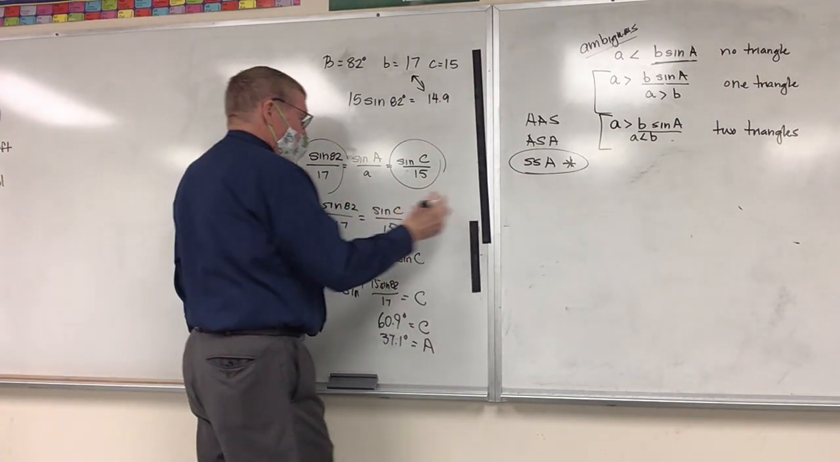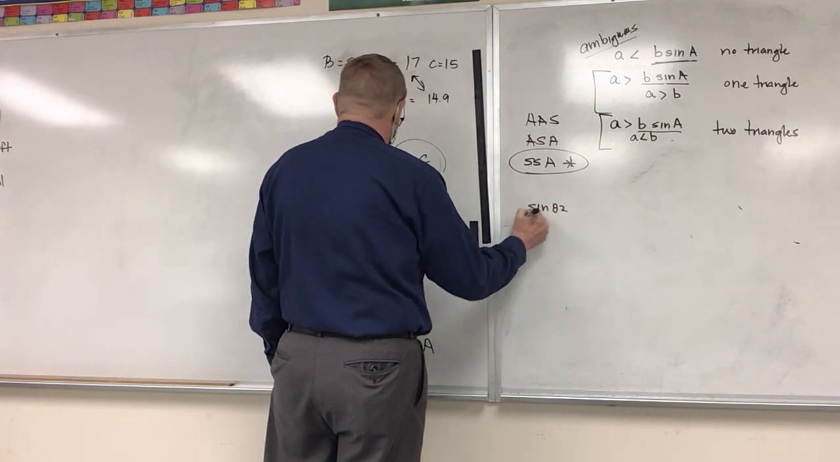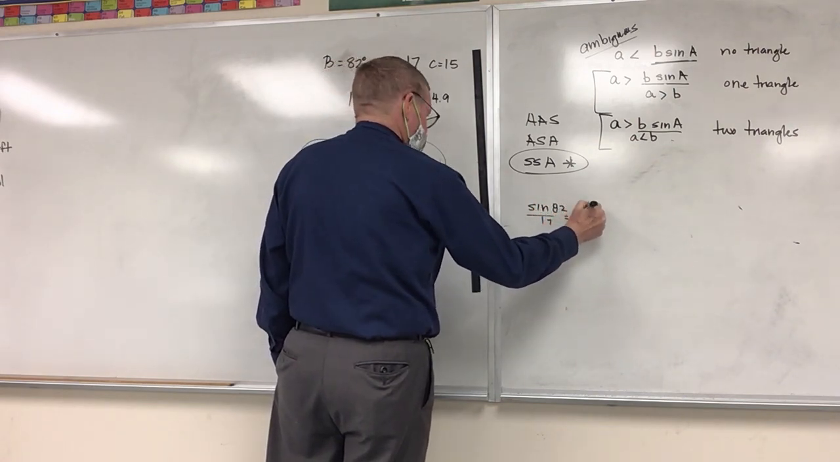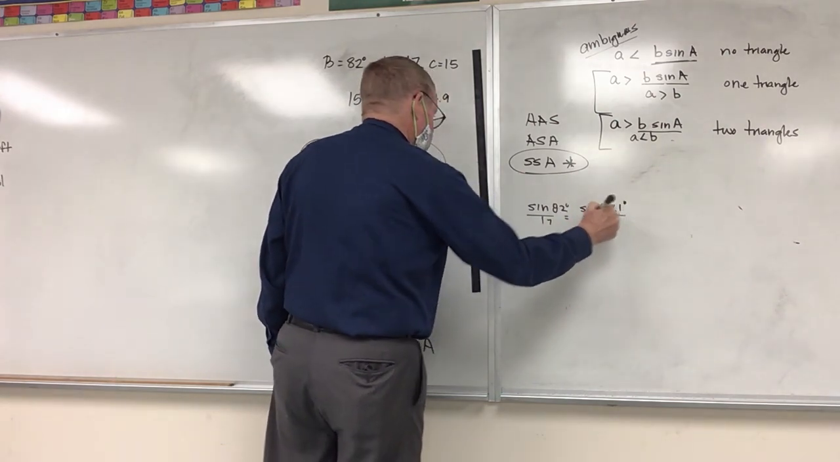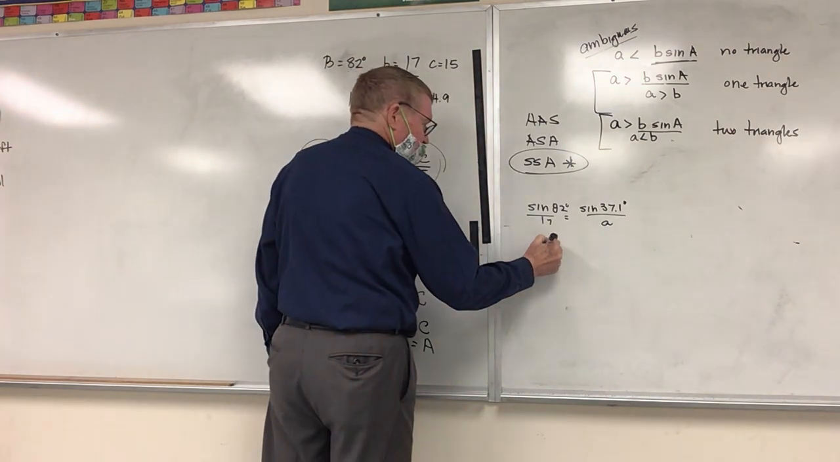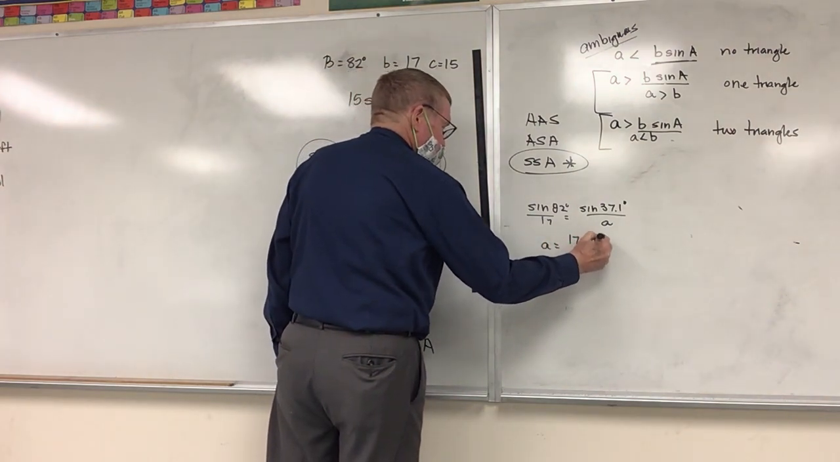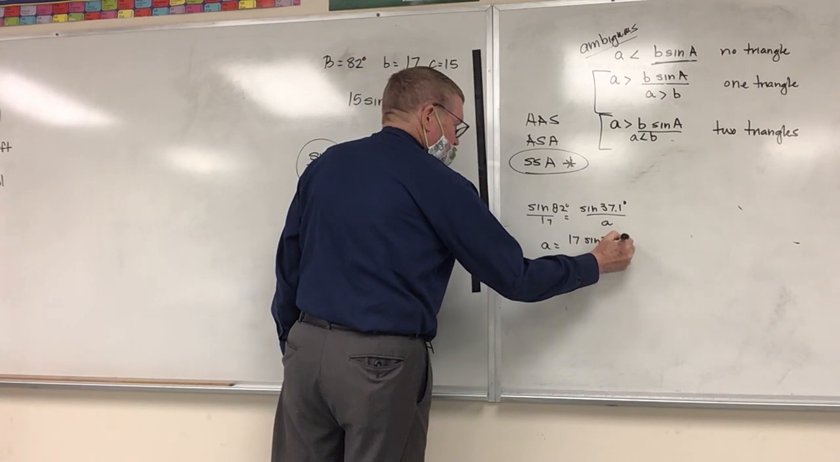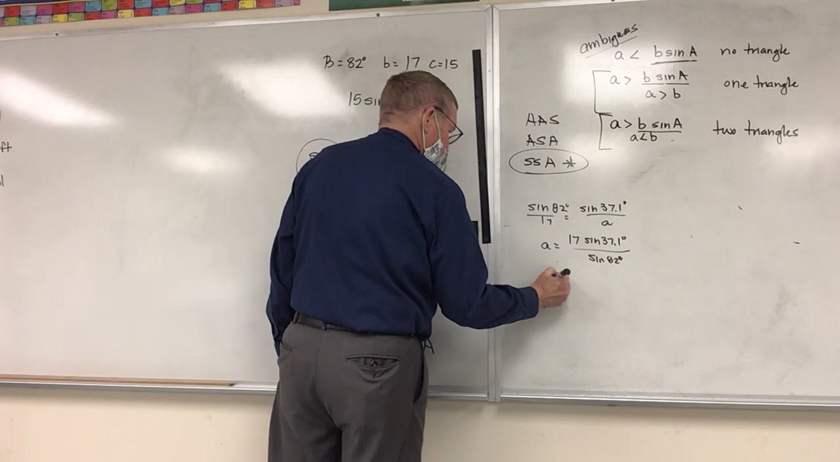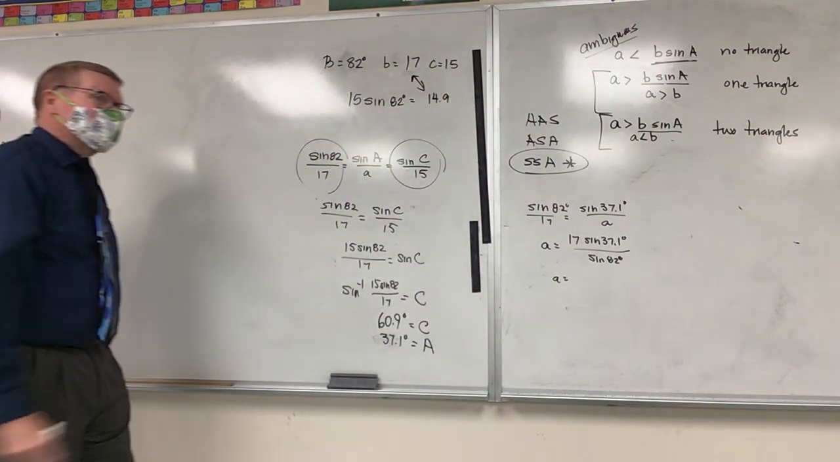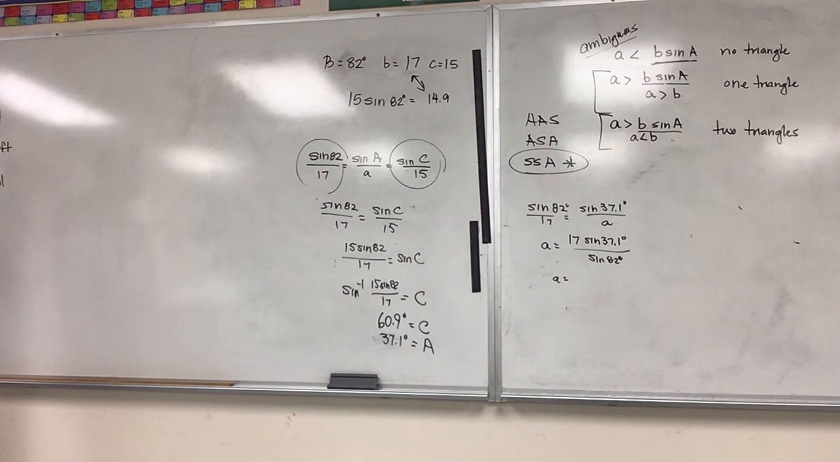Alright, now I got my other angle, so now I can do sine of 82 over 17 equals sine of 37.1 over A. Cross multiply, A equals 17 sine of 37.1 over sine of 82. Which is?